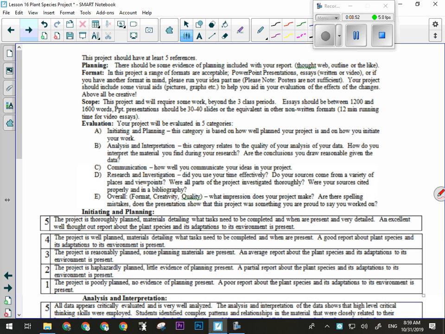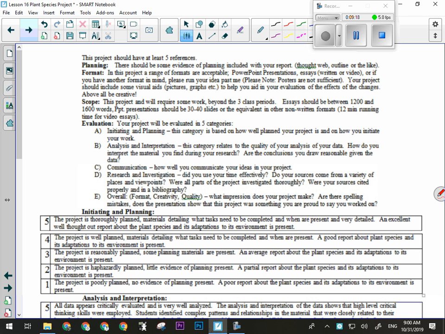Research and investigation, so your references cited, that's 5 marks. And then overall, what impression does your project make? So when you hand it in, it's got a nice title slide, and it's got a good opening paragraph, or it seems to make sense. It looks like you put effort into it. It's not 5 different fonts as I go along. Things like that really make a poor impression. Make it look like it's all one kind of unified piece.